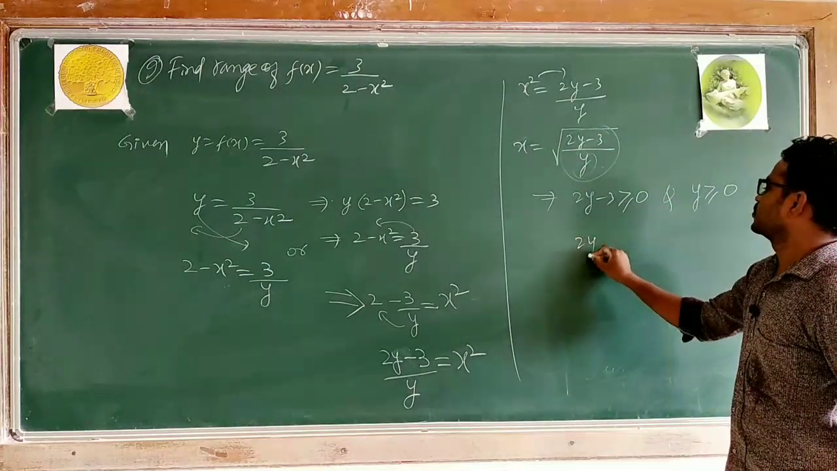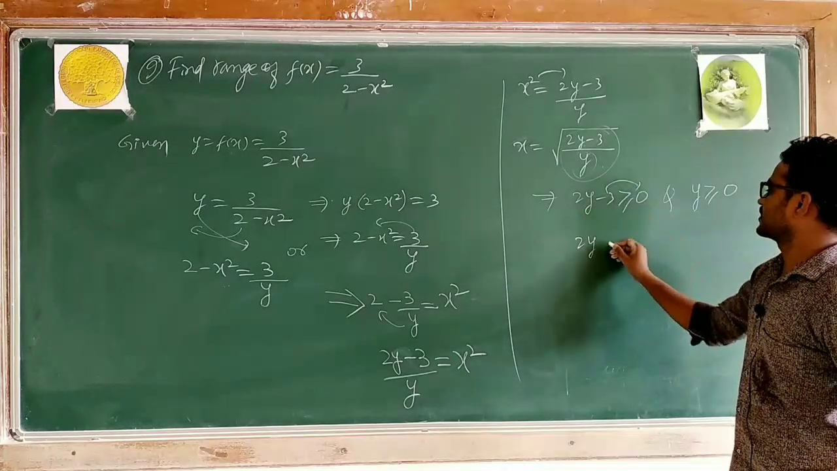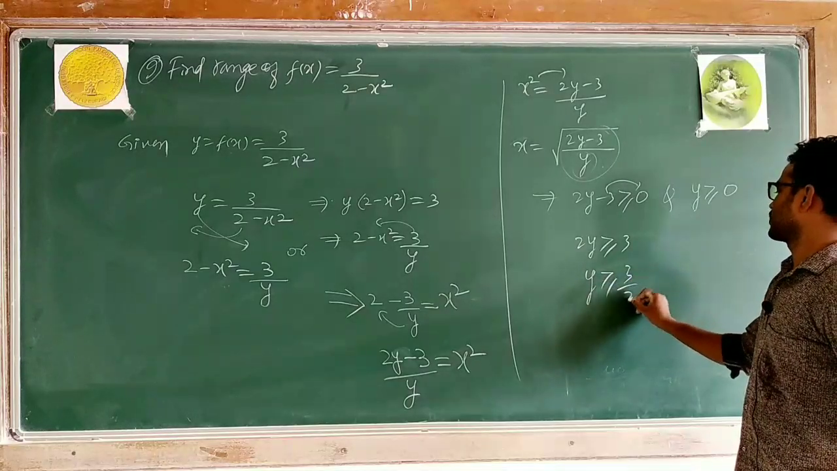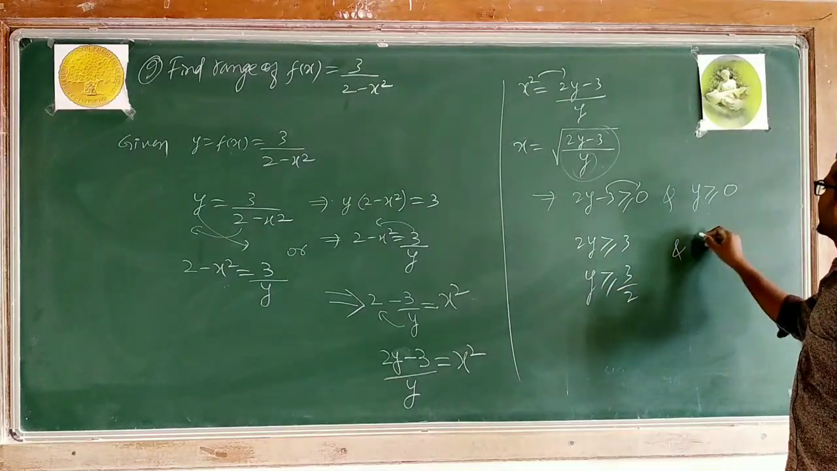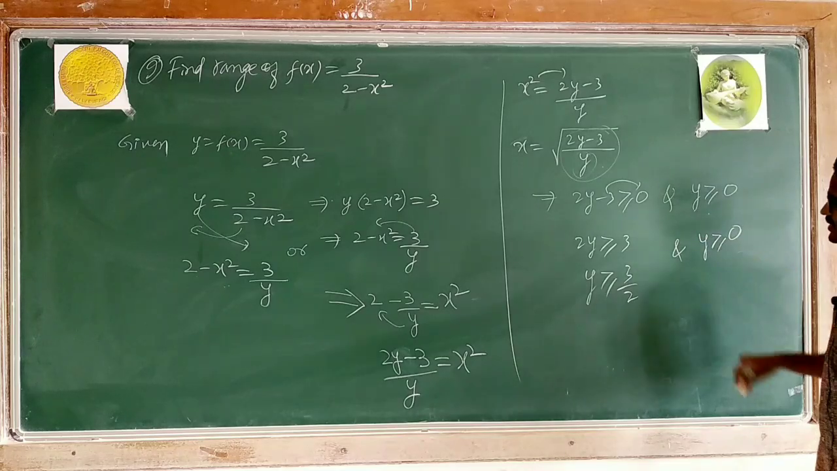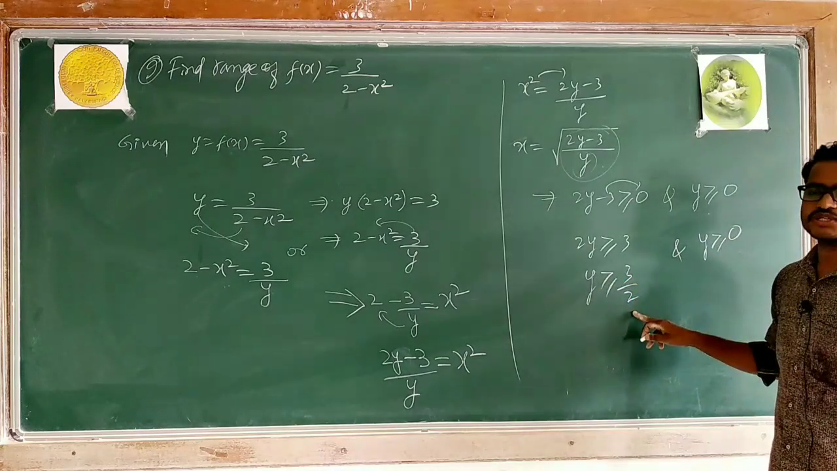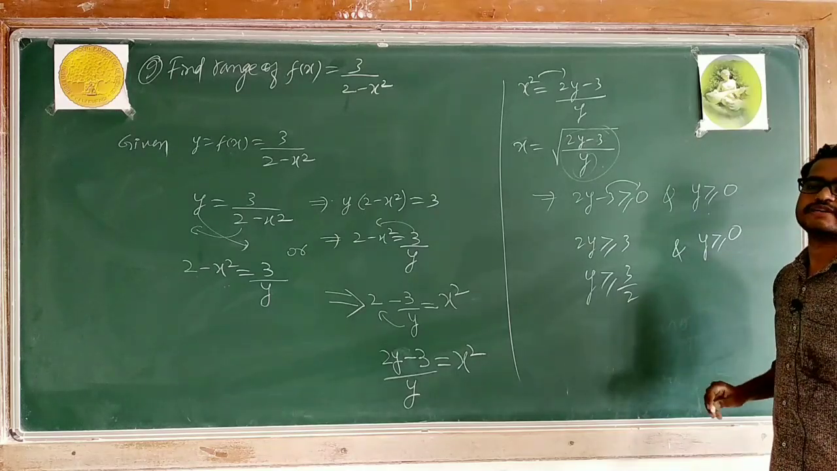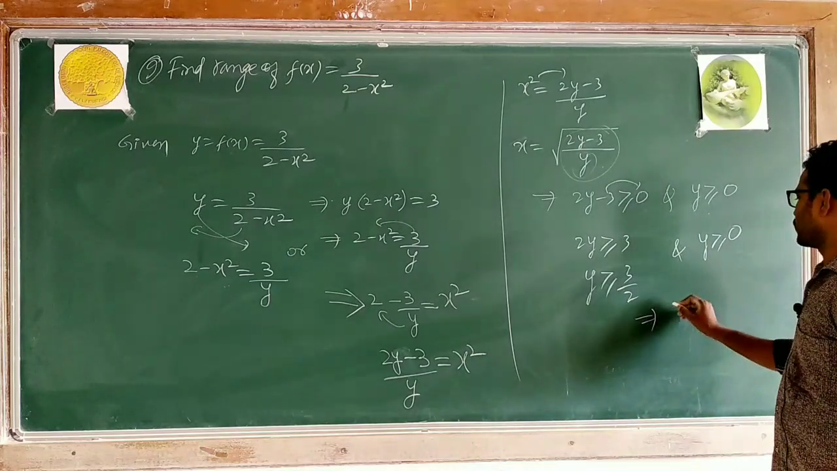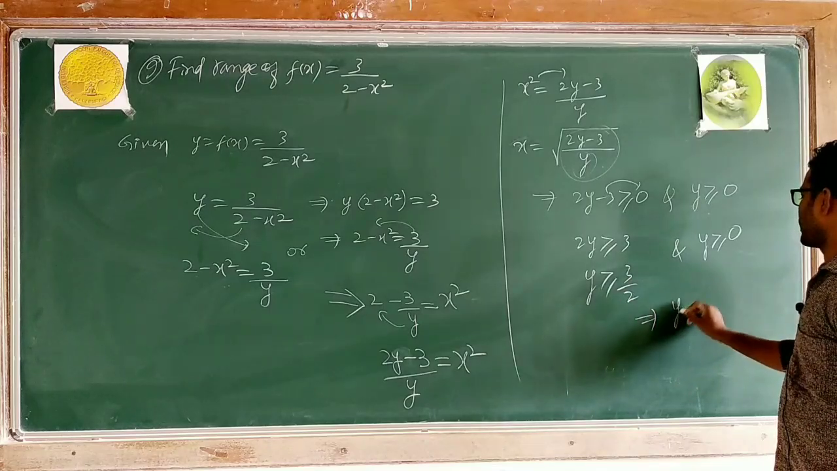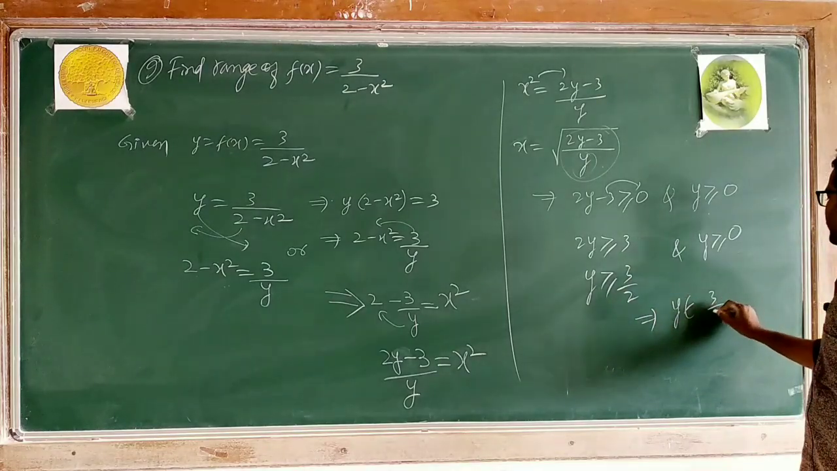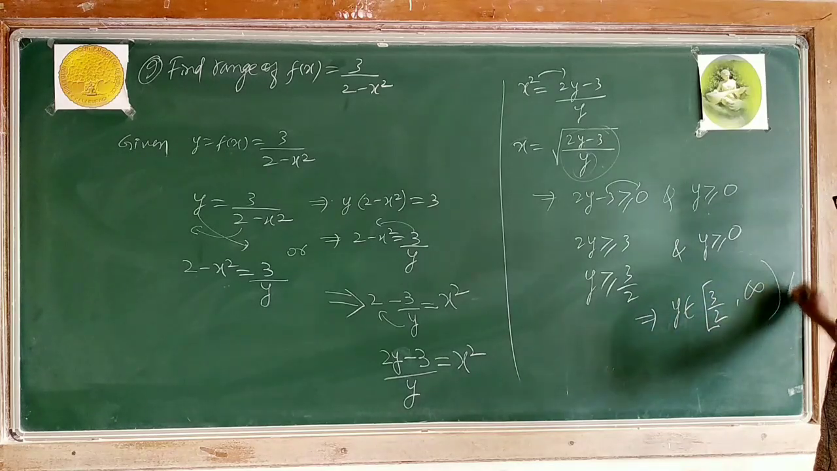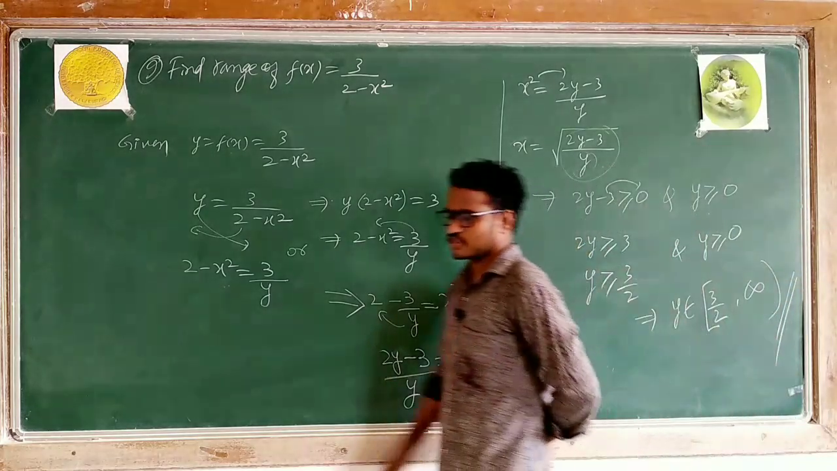What is the y? 2y minus 3, taking this side, is greater than or equal to plus 3. So y is greater than or equal to 3 by 2. And here y is greater than 0. Y is greater than 0 and y is greater than 3 by 2, so this is more than this. 3 by 2 is 1.5. It implies that y belongs to the closed interval from 3 by 2 up to plus infinity. This is the range of this function.